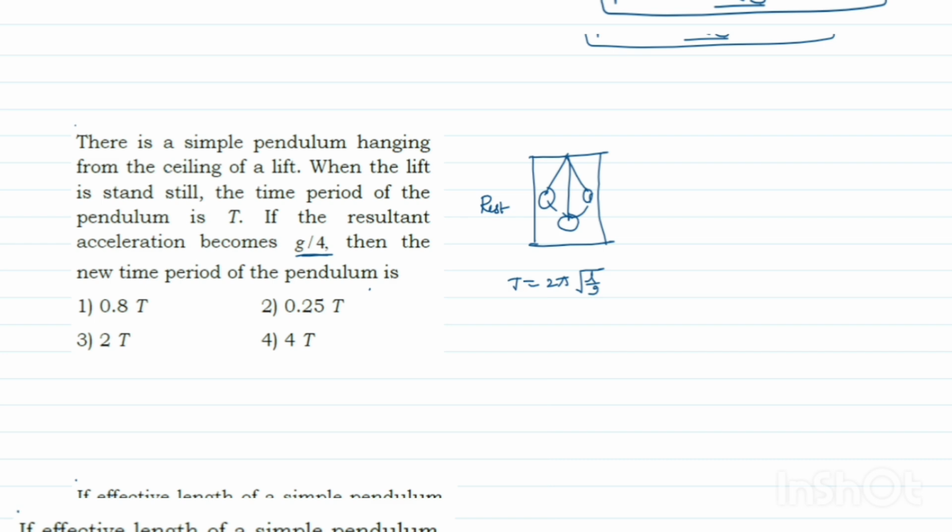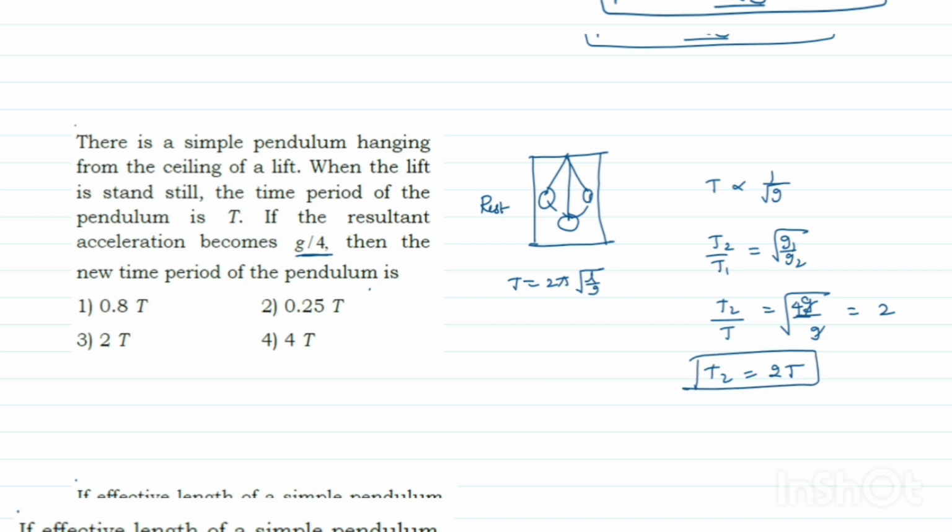So now let us calculate the new time period they are asking. Here T is inversely proportional to root g. Then T2 by T1 equals root of g1 by g2. T2 by the initial time period T, with g1 as g and g2 becoming g by 4. So g gets cancelled, and T2 equals 2T, since root 4 is nothing but 2.